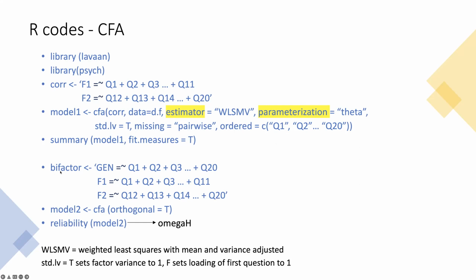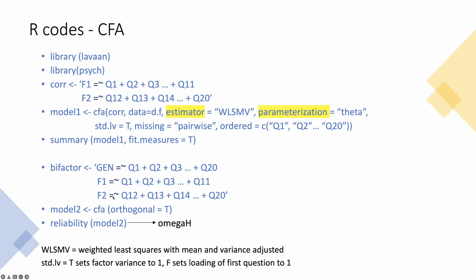For the bifactor, it's exactly the same, and all you have to do is put in the general factor as well, with questions 1 to 20 loading onto that factor. The only other extra thing here: you still want all of this in the CFA, but you also want orthogonal to be true, because you don't want these factors to be correlated. Otherwise you have convergence issues, and they're not supposed to correlate.